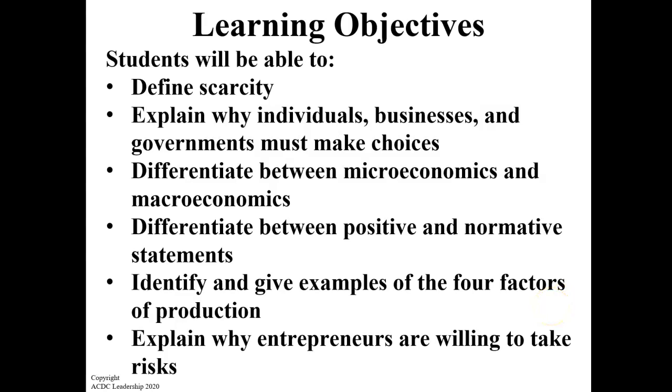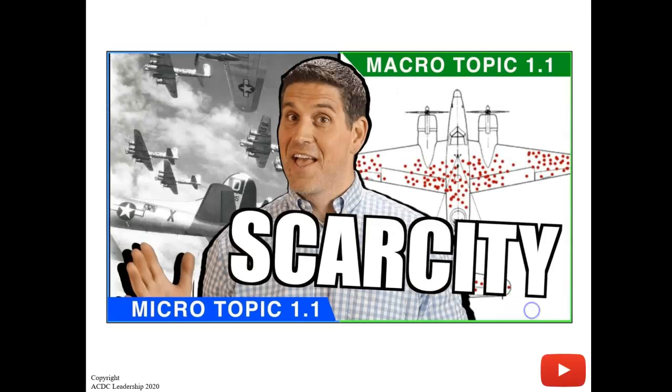Our learning objectives are to define scarcity, to explain why individuals, businesses, and governments must make choices, to differentiate between micro and macroeconomics, to differentiate between positive and normative statements, to identify and give examples of the four factors of production, and to explain why entrepreneurs are willing to take risks.